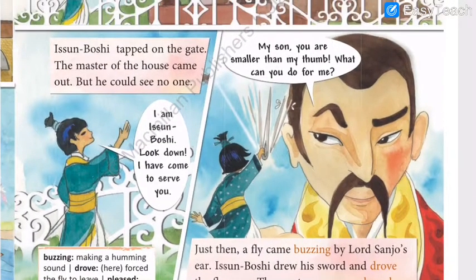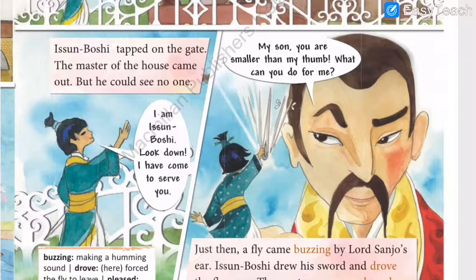And the second counter question for you is, how did Ishubosi impress Lord Sanjo? I repeat my question. How did Ishubosi impress Lord Sanjo? If you know the answer, please speak even though I am not there. If you speak the correct answer, you will enjoy that. Do it for yourself, not for others. Enjoy the lecture.